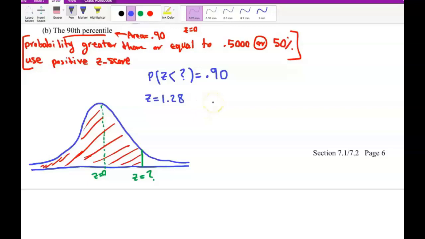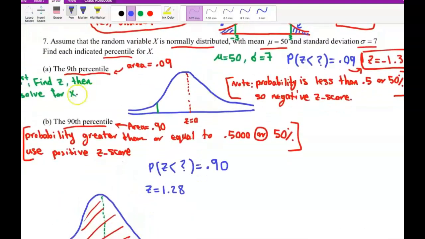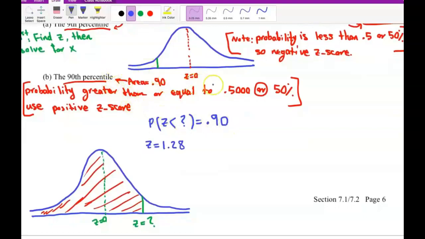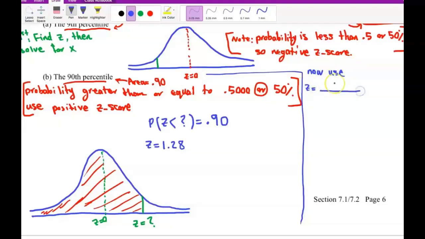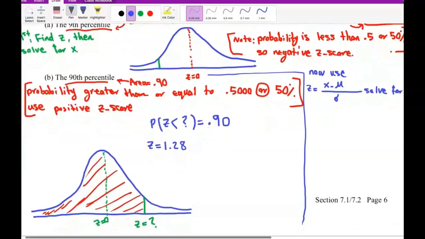So now that we got our Z for part A and B, first find Z and we got Z, then we need to solve for X. So I'm writing part A here in this part. For part A, I'm using this part. So now use Z equal to X minus mean divided by standard deviation and solve for X. So for Z here, we got negative 1.34. Negative 1.34 equal to X minus the mean, which is 50, and the standard deviation is 7.